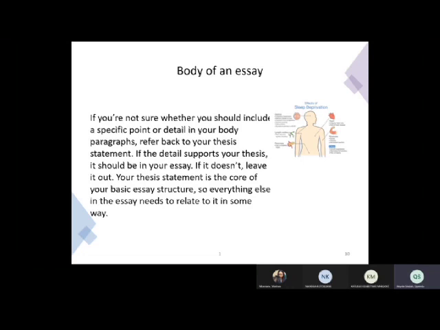If the detail supports your thesis, it should be in your essay. If it doesn't support your thesis, then leave it out. Your thesis statement is the core of your basic essay structure, so everything else in the essay needs to directly relate to it in some way.